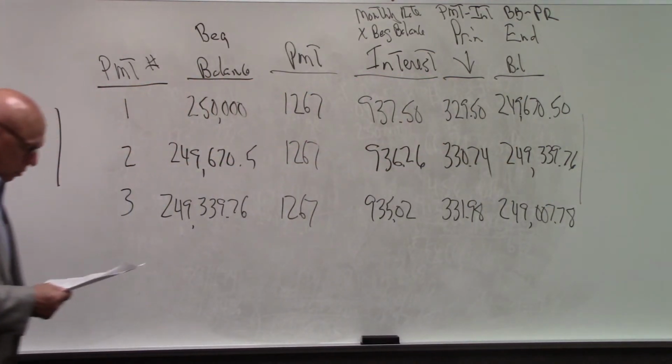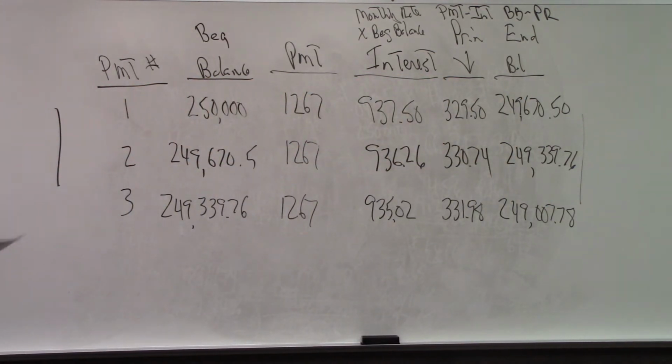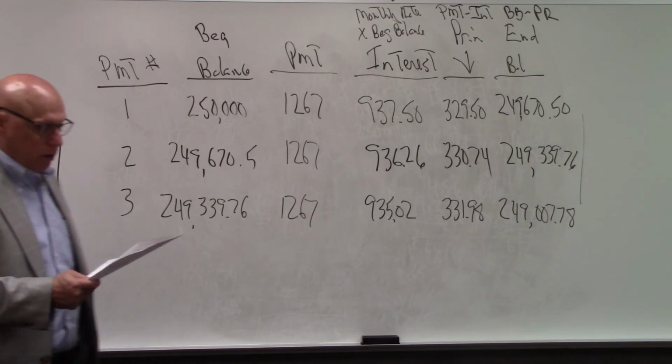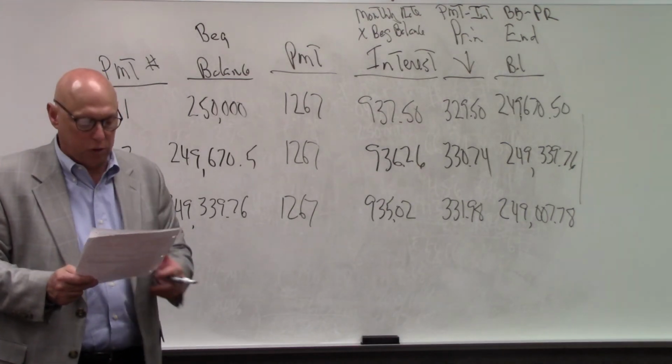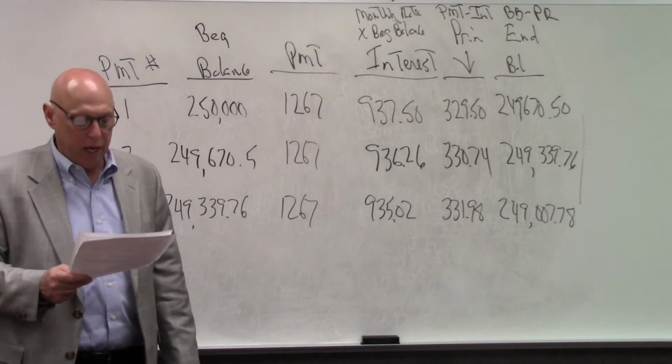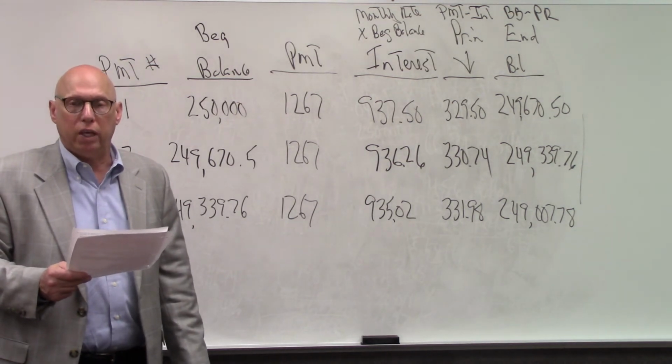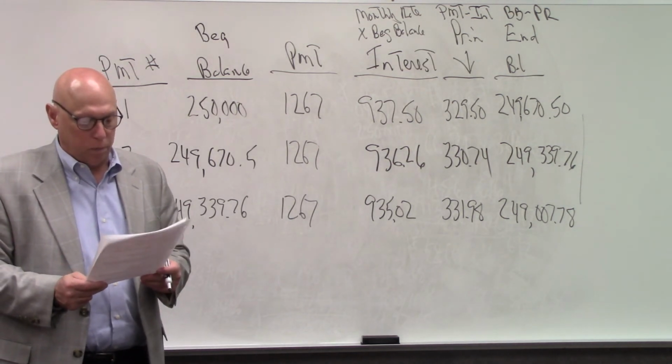Okay, see how that works? Now, question 6. What happens to the amount of the monthly payment over time as the loan ages? The monthly payment. And the answer is nothing happens to the monthly payment. It stays the same over the whole term of the loan.